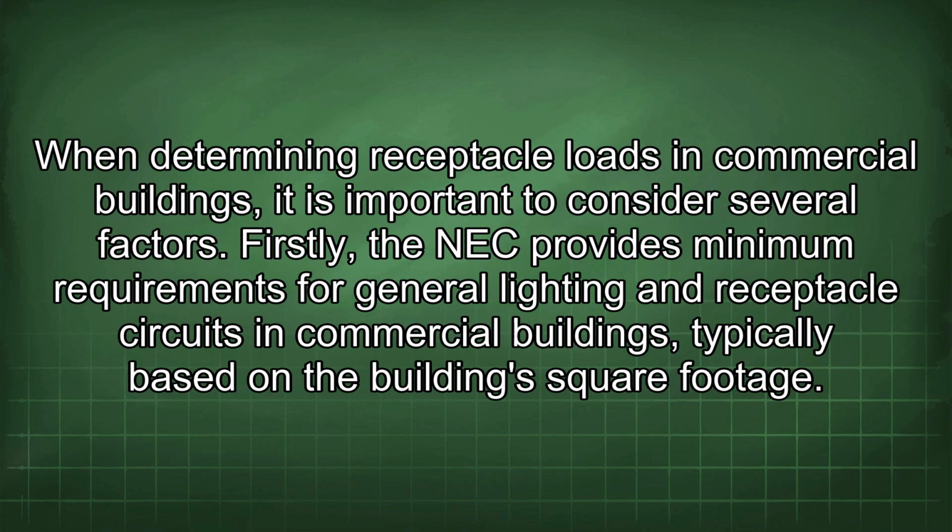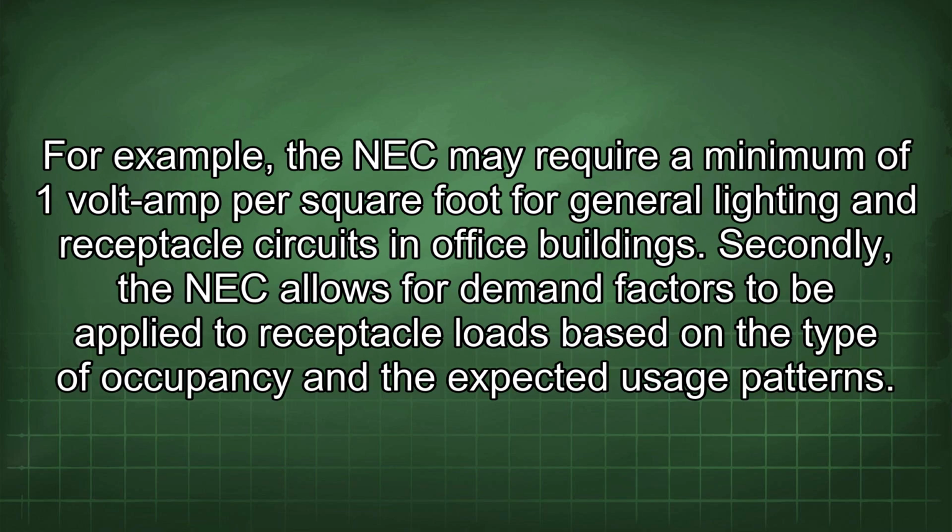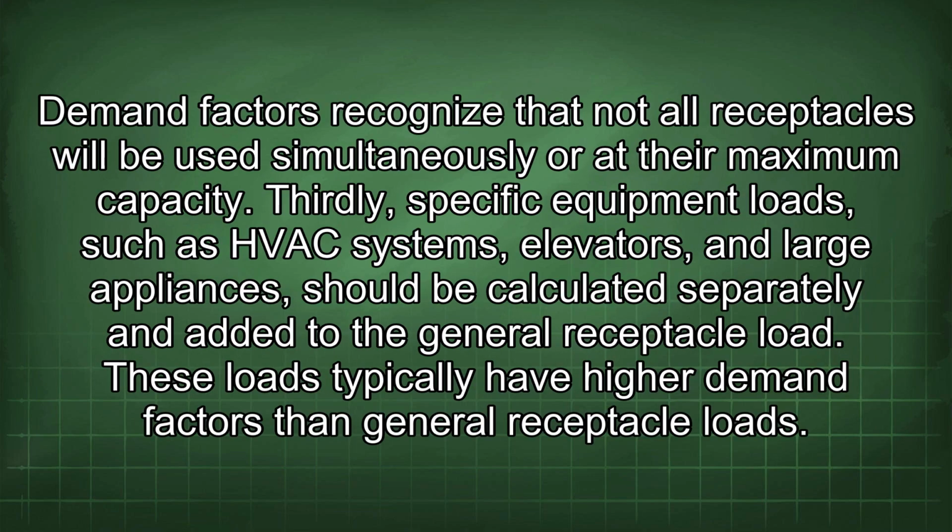When determining receptacle loads in commercial buildings, it is important to consider several factors. Firstly, the NEC provides minimum requirements for general lighting and receptacle circuits in commercial buildings, typically based on the building's square footage. For example, the NEC may require a minimum of 1 volt-amp per square foot for general lighting and receptacle circuits in office buildings. Secondly, the NEC allows for demand factors to be applied to receptacle loads based on the type of occupancy and the expected usage patterns. Demand factors recognize that not all receptacles will be used simultaneously or at their maximum capacity.